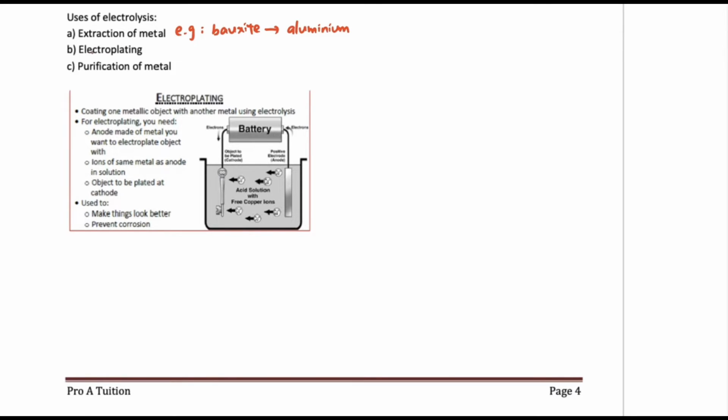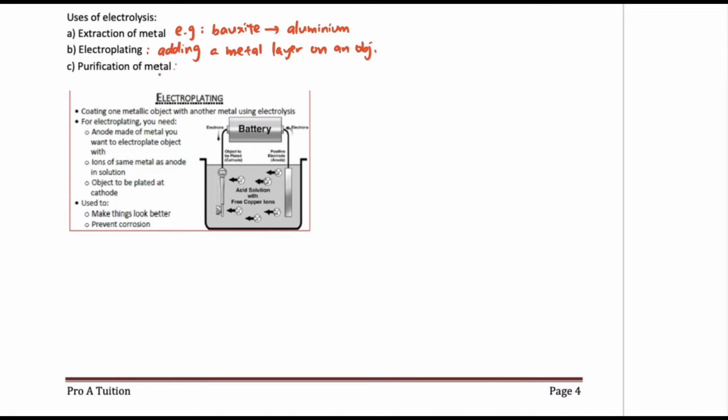Okay. The second usage is electroplating. Electroplating is we add a layer of metal on an object. So for example, let's say you have an iron spoon. It doesn't look nice, so you can add a gold layer. So that is electroplating. So it's adding a metal layer on an object.